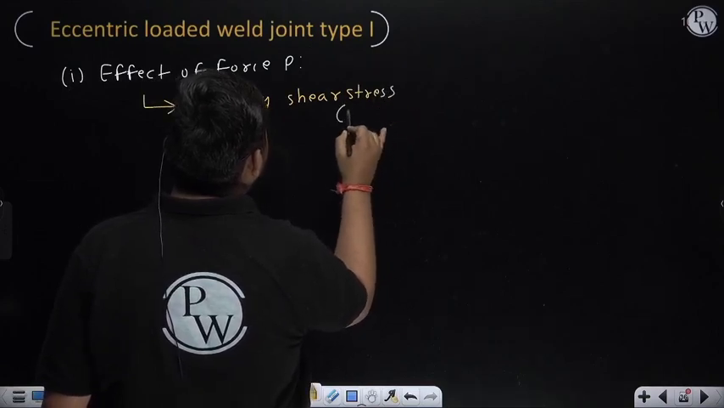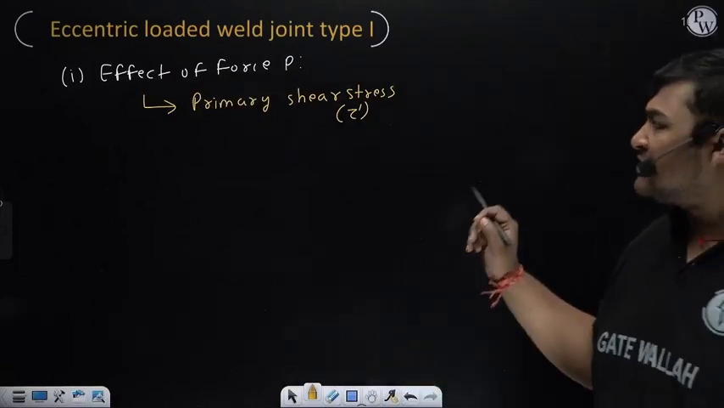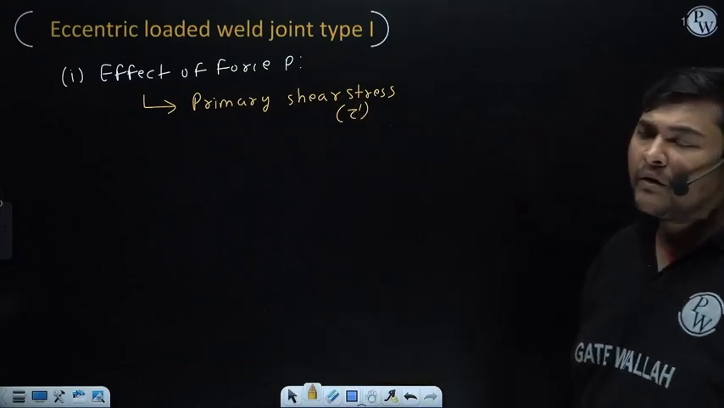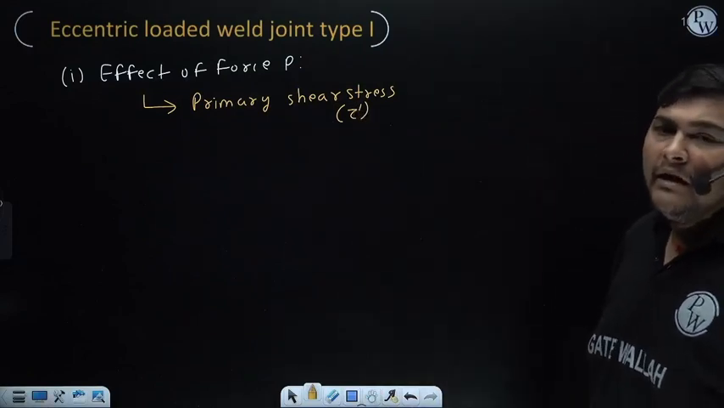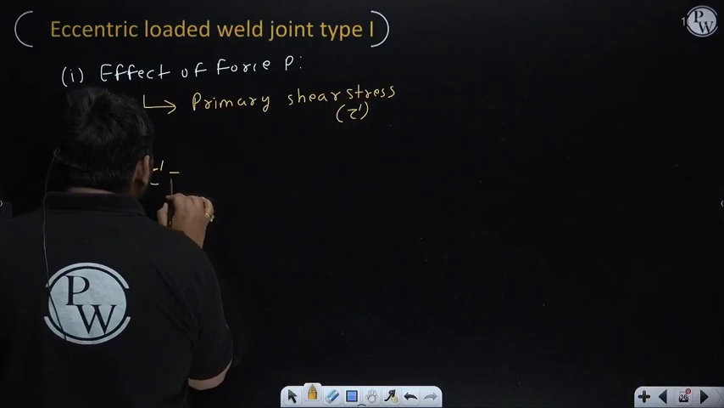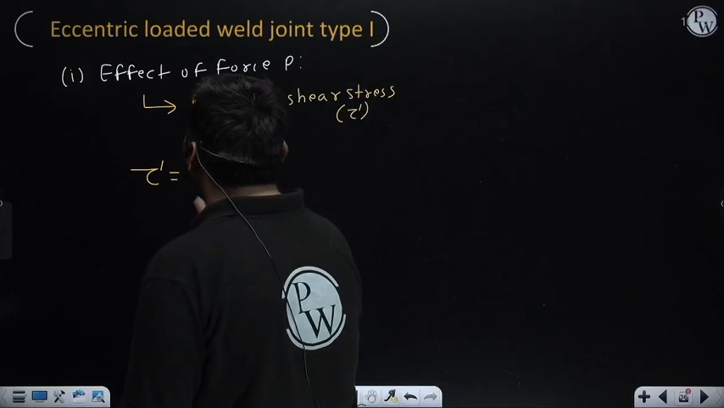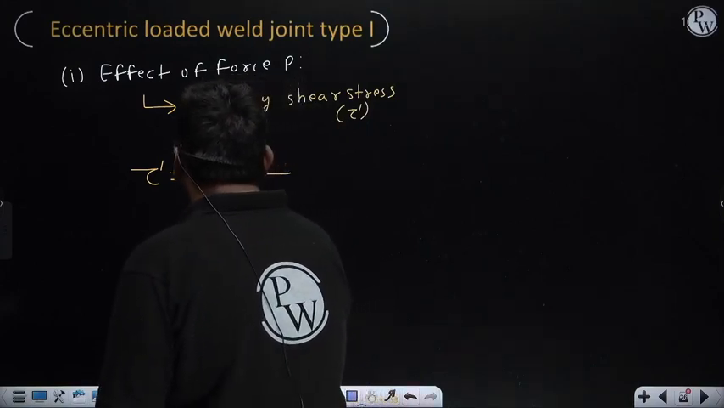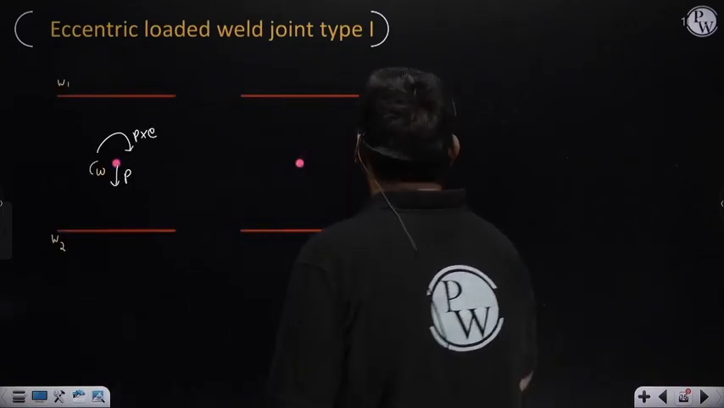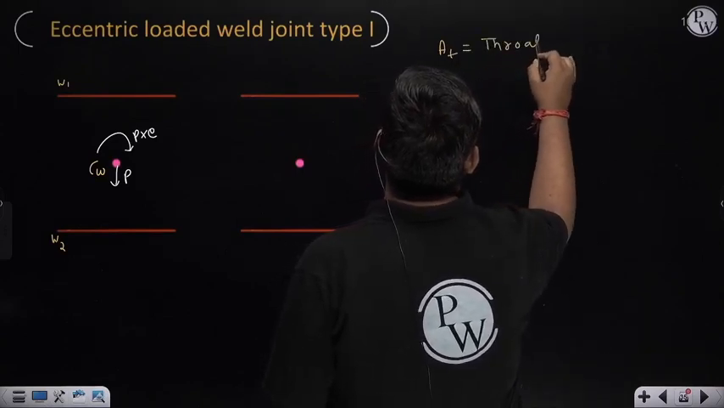I am denoting this primary shear stress as tau dash. I will use a single dash suffix for primary stress and a double dash for secondary stress. Since it is shear, I am using the letter tau. So, primary shear stress in the weld. Now, the formula to calculate primary shear stress in the throat: primary shear stress at each point of the throat will be the same, and the formula is the total force, due to which primary shear stress is coming, divided by the total throat area. Here it is nothing but the throat area of this weld, the total throat area.